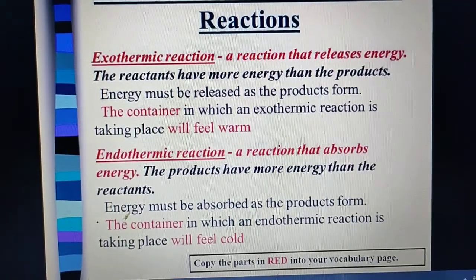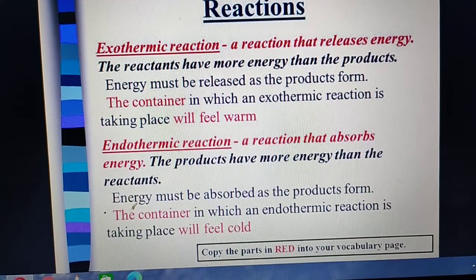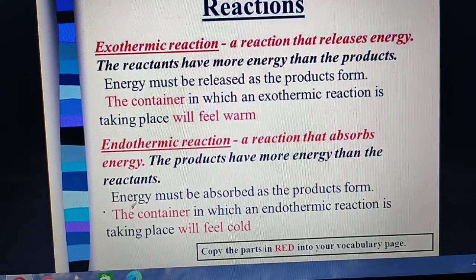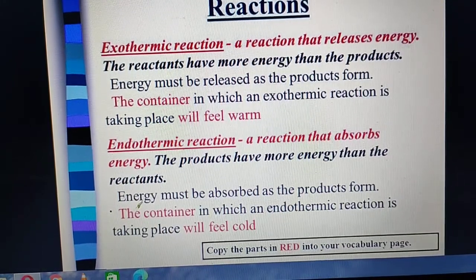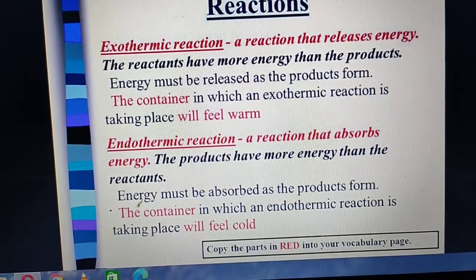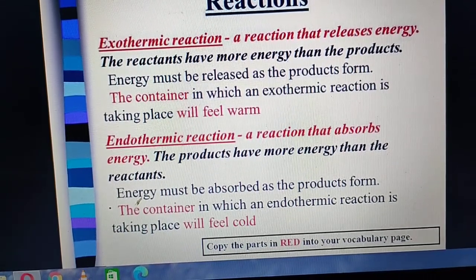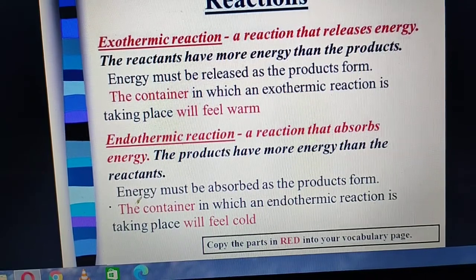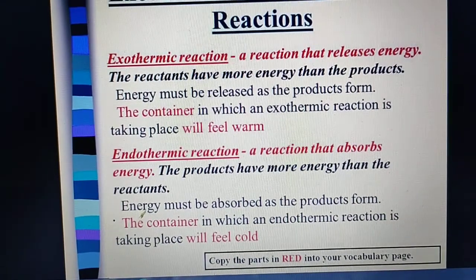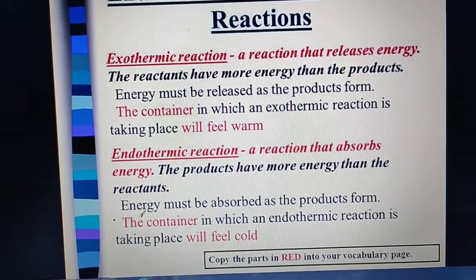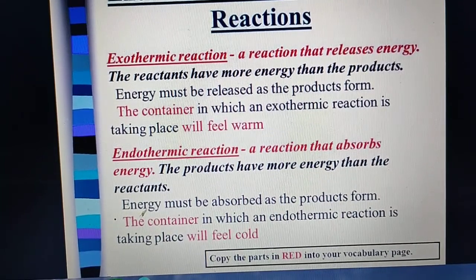Now you see endothermic reaction. A reaction which proceeds with the absorption of heat. Just now I told you that when the reaction absorbs energy in the form of heat, light, etc., we call it an endothermic reaction. Endo means in, and thermic means heat. Heat inside the system. Energy must be absorbed as the products form. The container in which an endothermic reaction is taking place will feel cold.